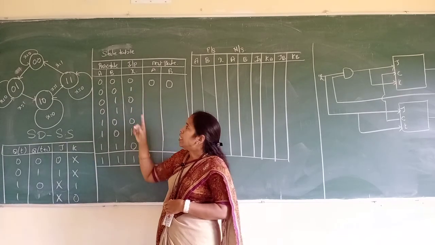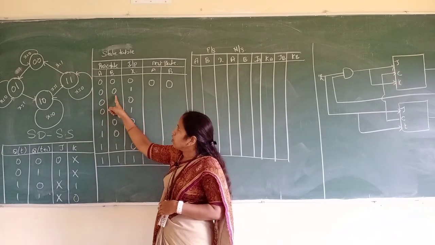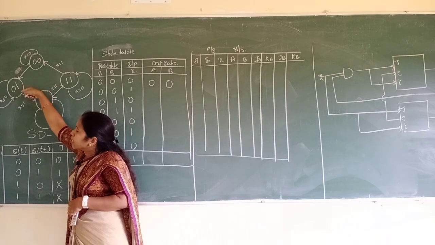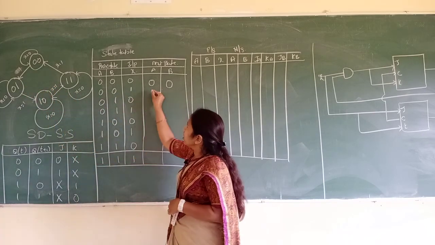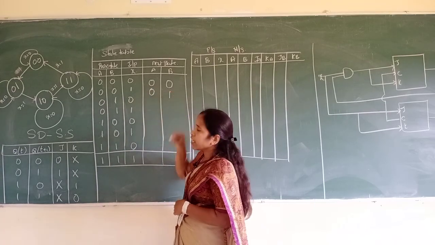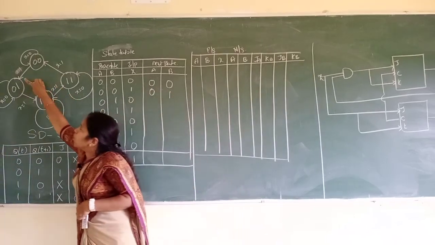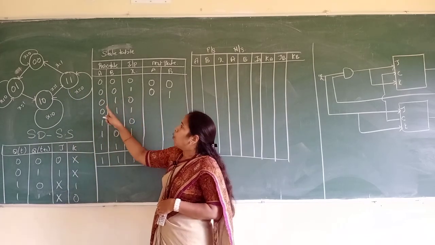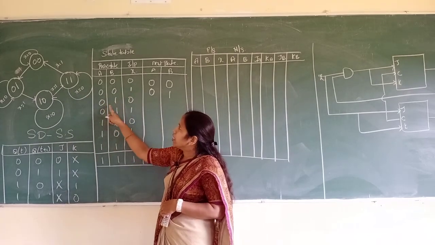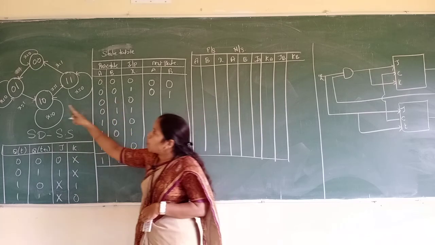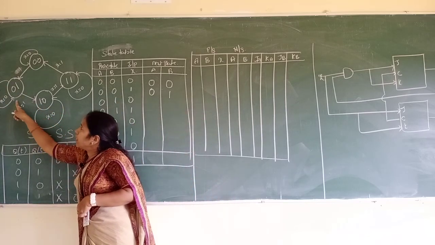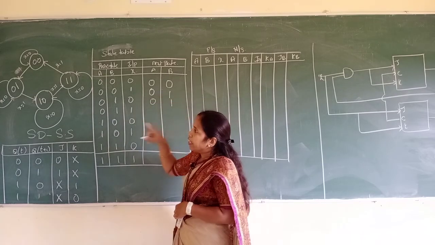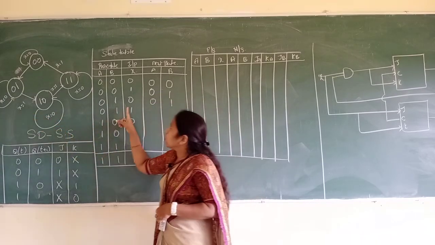Now the second one is 0 0. From this diagram, 0 0 is going to 0 1, so the next state is 0 1. At that time the X value is 1, so I have given 1. Now the present state is 0 1, and it is moving to the same state, 0 1. At that time the X value is 0, so I have given X value 0.